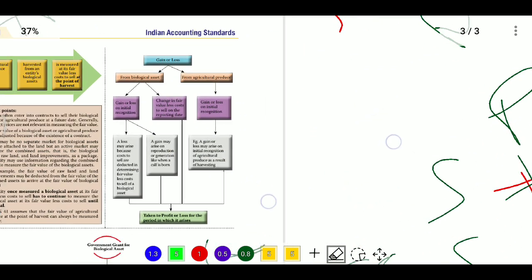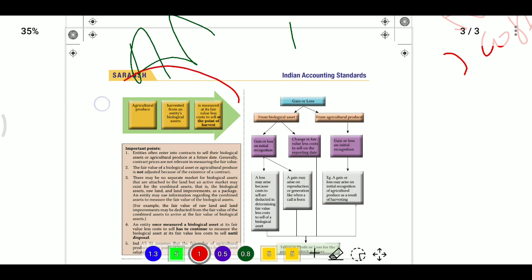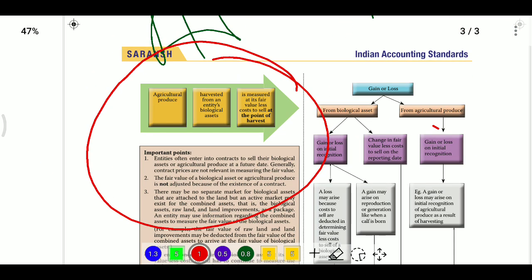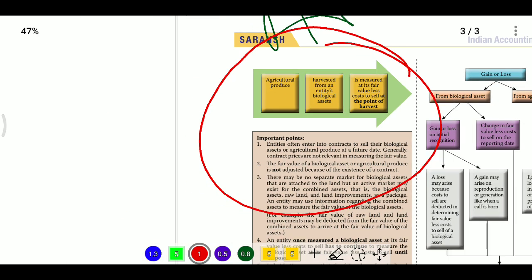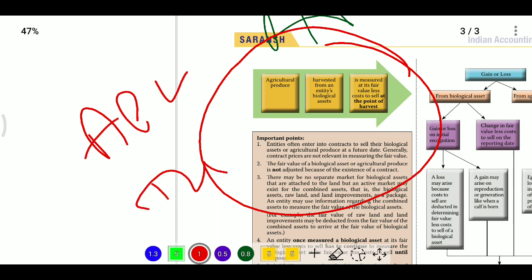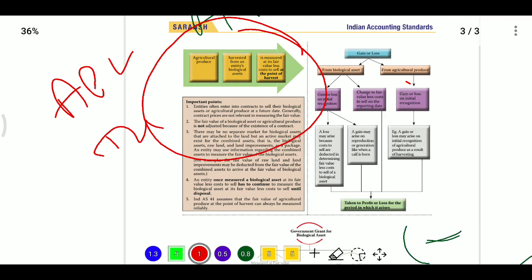So how can we account for this agriculture produce? Agriculture produce is initially recognized as income in the profit and loss account at its fair value less cost to sell. Simply put, whatever the agriculture produce amount is, we debit it, with the gain on initial recognition. At subsequent recognition, at each balance sheet date, we need to check it. So agriculture produce is measured as per Ind AS 2. Now we will calculate it as per Ind AS 2 inventory.